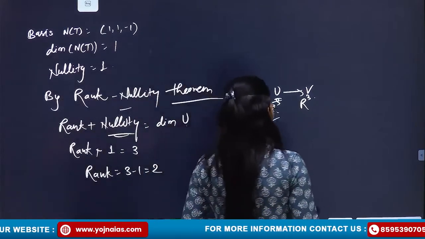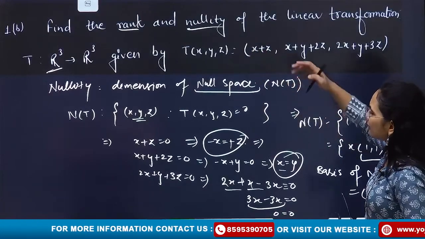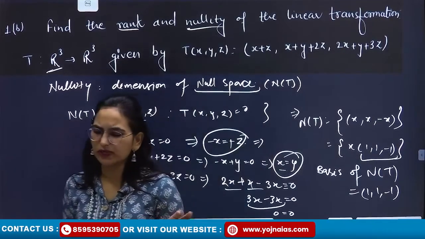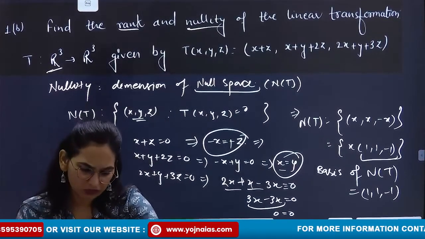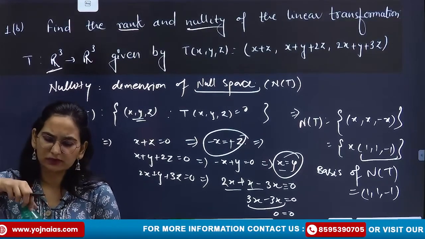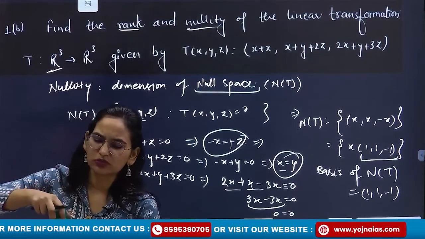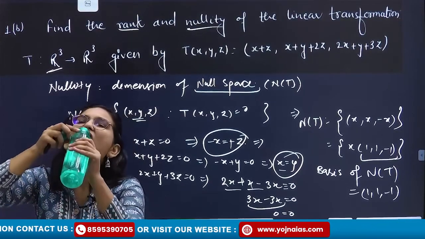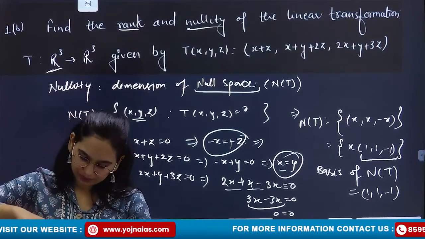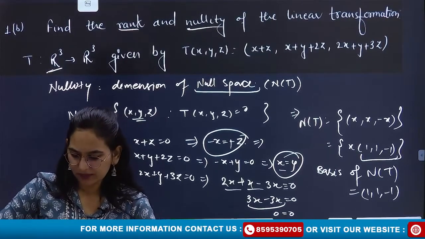For this you are only required to find out rank and nullity, not both the null space and the range space. We needed to find only one of them, because either you can find out the nullity or you can find out the rank of the linear transformation, and to find the nullity here you don't need to solve for the constants on the right hand side. After that, we applied rank nullity.